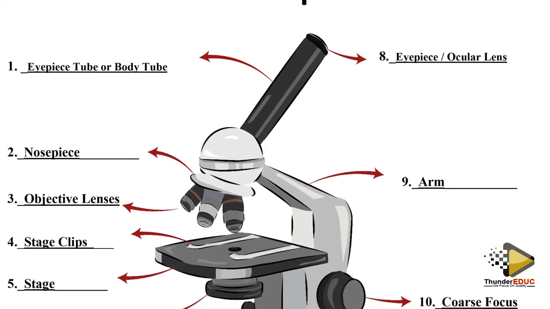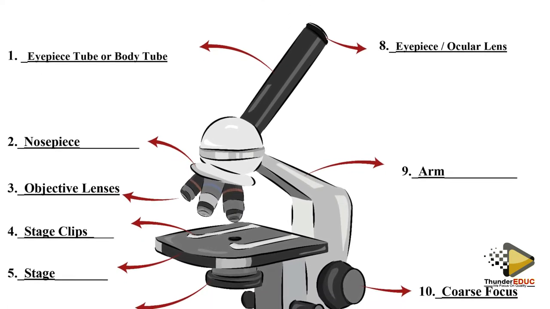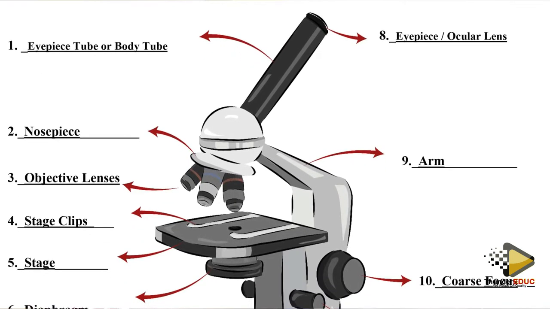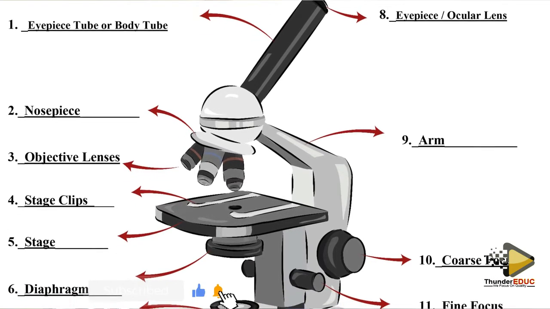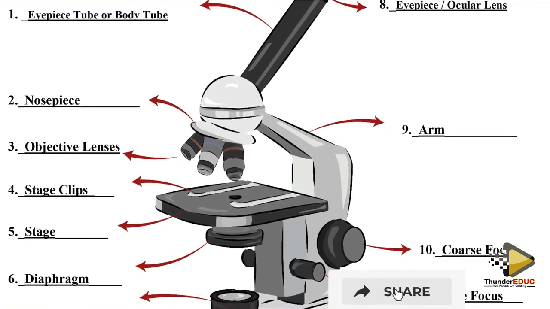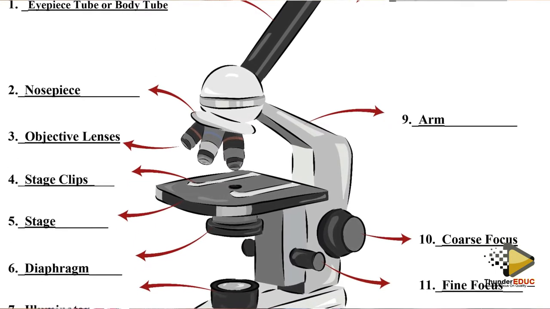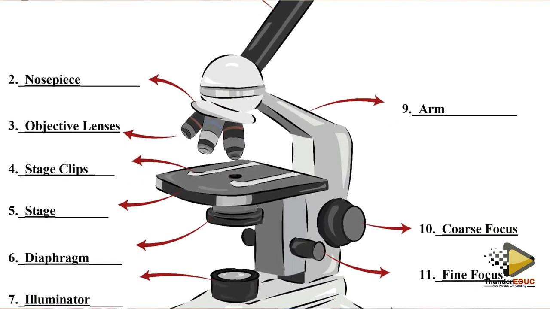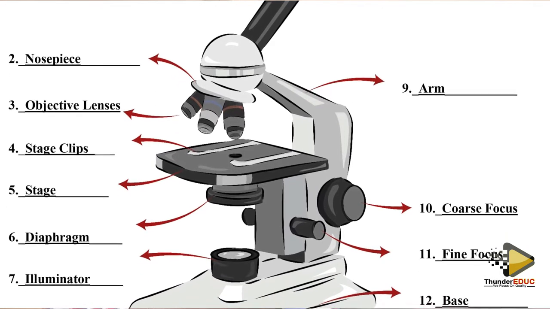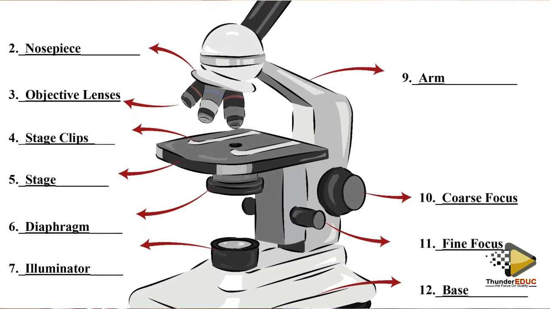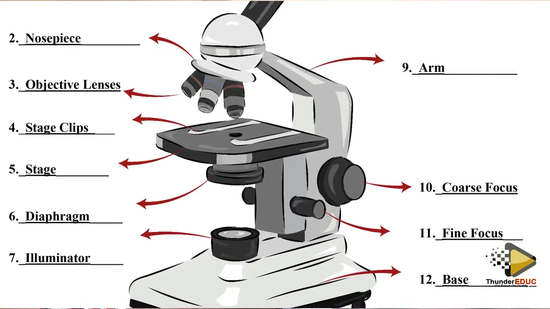Today we are going to be looking at microscopes. Written work. What does microscope mean? When you talk about the word microscope, it comes from two words. The first one is micro, the second one is scope. When you talk about micro, it means something which is very small.